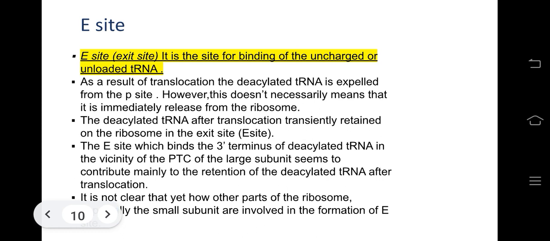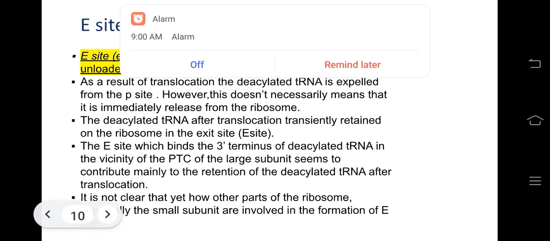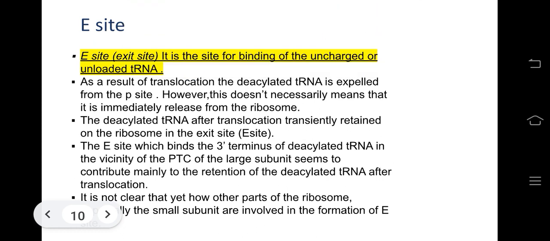An E site, or exit site, is the site for binding of the uncharged or unloaded tRNA. As a result of translocation, the deacylated tRNA is expelled from the P site. However, it doesn't necessarily mean that it is immediately released from the ribosome. The deacylated tRNA after translocation is transiently retained on the ribosome in the exit site, or E site. The E site, which binds the 3' terminus of deacylated tRNA in the vicinity of the PTC of the large subunit, seems to contribute mainly to the retention.